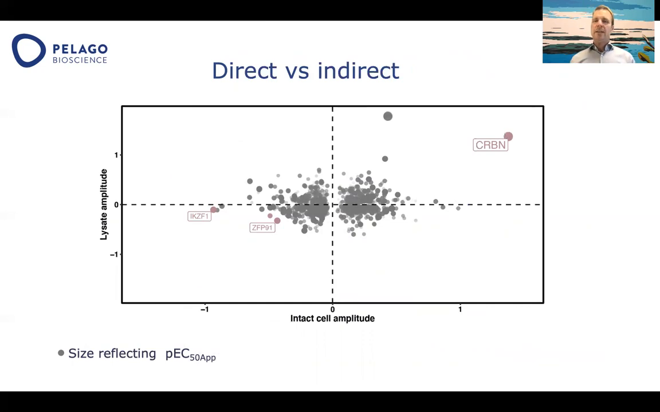The interpretation is that the compound binds to cereblon, and that is something that we see both in lysate, so it is a direct binding event, and we also see it in the intact cell. In contrast, the Aiolos-Ikaros proteins here don't move very far on the lysate axis. It's a logarithmic scale. They move a lot further on the intact cell scale.